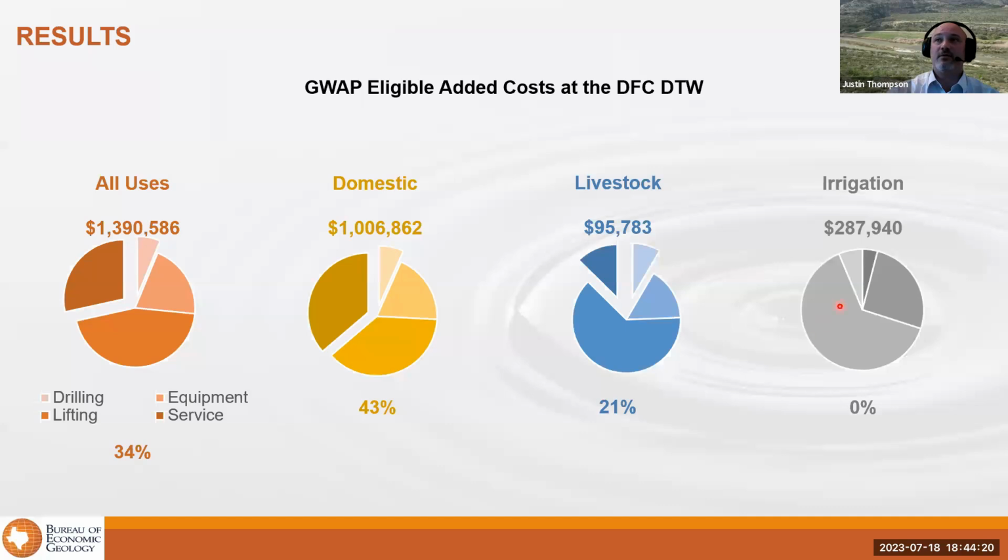So what's interesting there is, first of all, our irrigators, they don't qualify because of other rules of the program. But if they did, if we took everybody together, we see that only 34% of the cost impact of the DFC, those drilling and service costs, are covered under this policy program. The rest of it, it's not covered. You're on your own. And it's a similar-ish breakdown with the domestic and livestock uses. 43% of the added costs are covered under GWAP for domestic uses, and only 21% of the added costs are covered under GWAP for our livestock uses. Okay, interesting stuff.